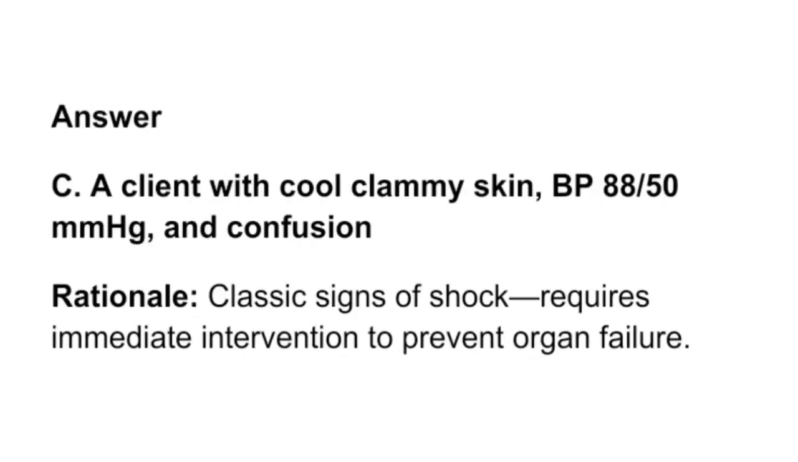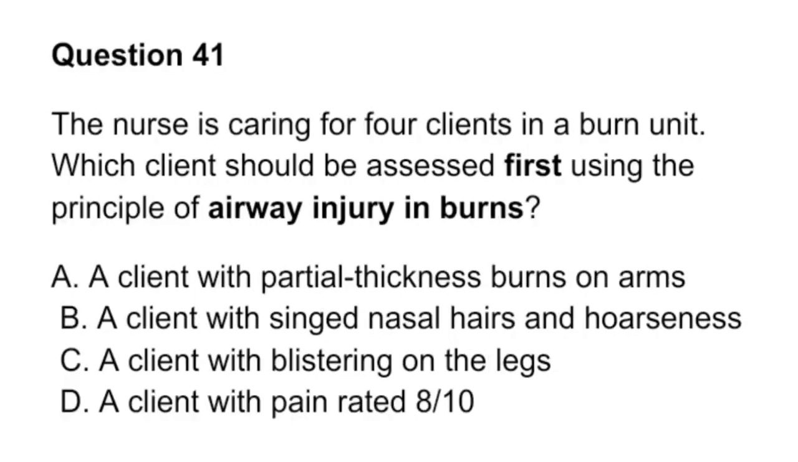Answer. C. A client with cool, clammy skin, BP 88 over 50 millimeters mercury and confusion. Rationale. Classic signs of shock, requires immediate intervention to prevent organ failure. Question 41. The nurse is caring for 4 clients in a burn unit. Which client should be assessed first using the principle of airway injury in burns? A. A client with partial thickness burns on arms.